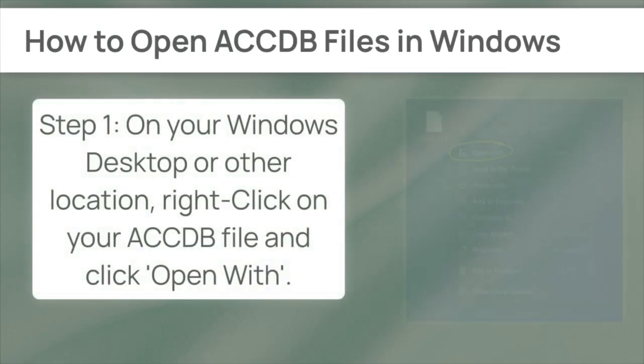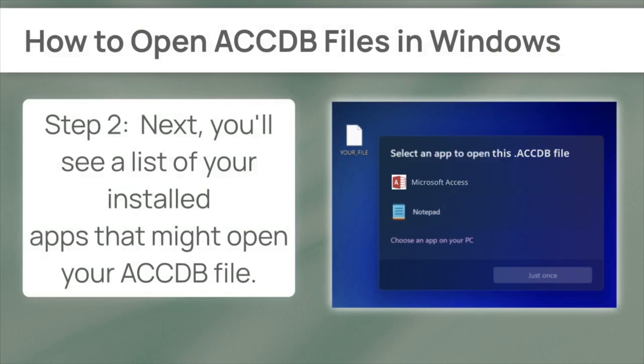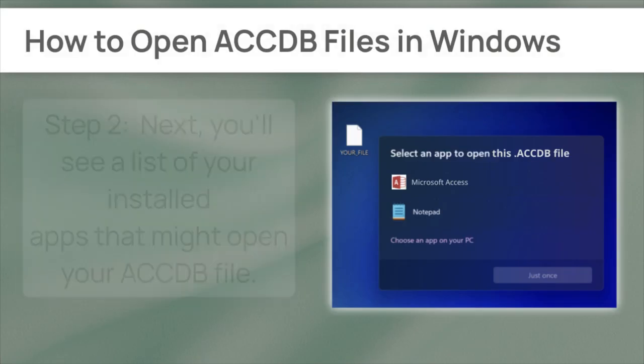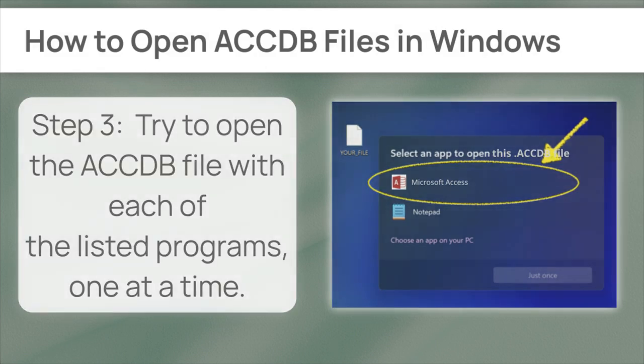The first step is testing the ecosystem. Right-click your ACCDB file and hit Open With. Try the recommended Microsoft Access first. If it's missing, choose another program. It's common to need more than one attempt.